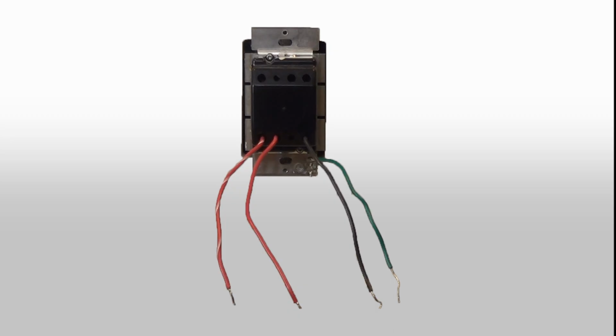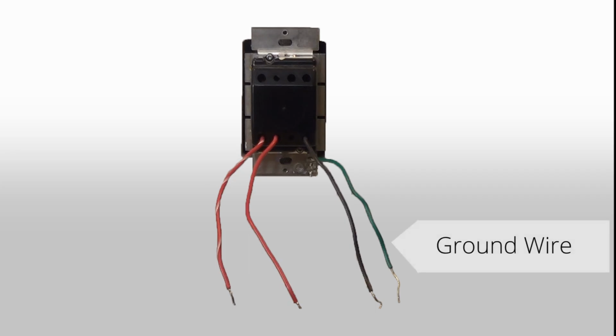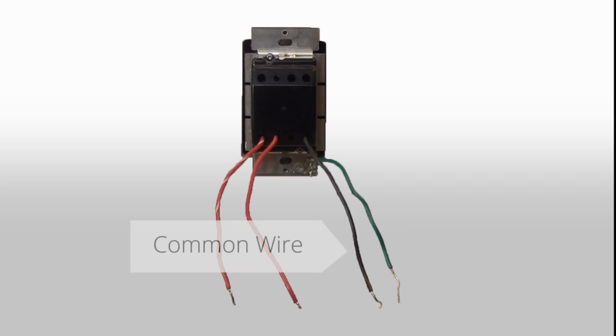On a three-way dimmer, there are four connections. There are two traveler connections that are the same color. The green wire is your ground wire. And there is one common wire that is its own color.